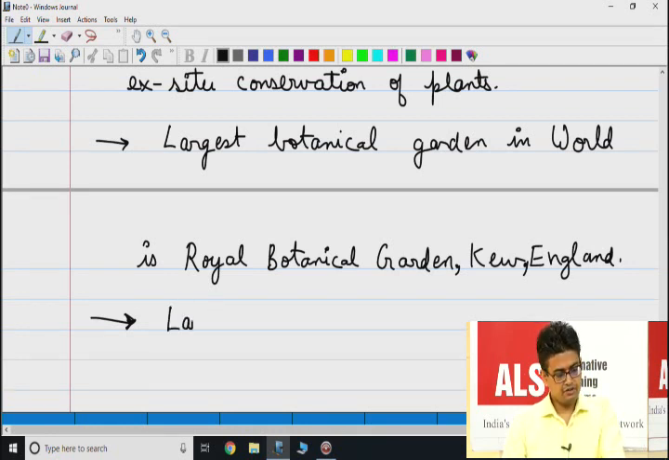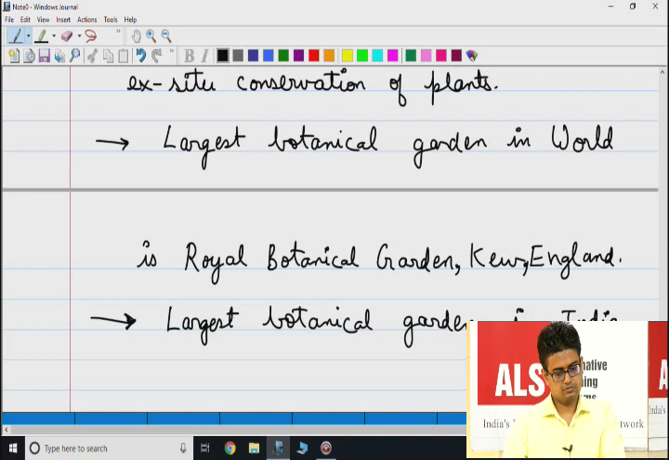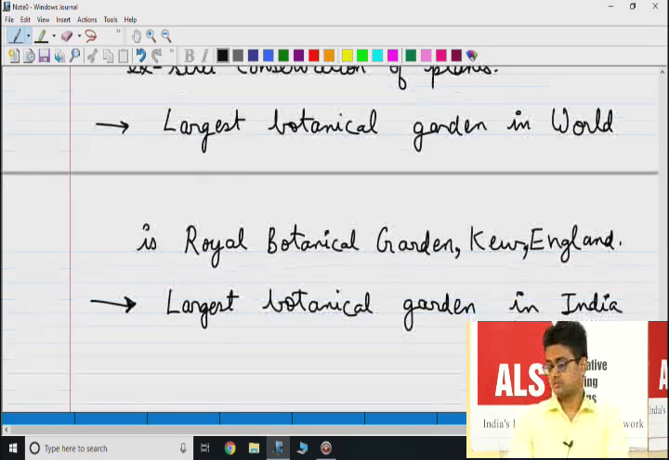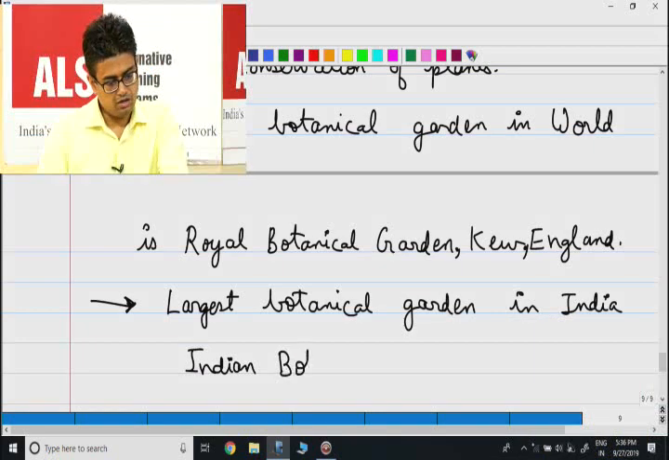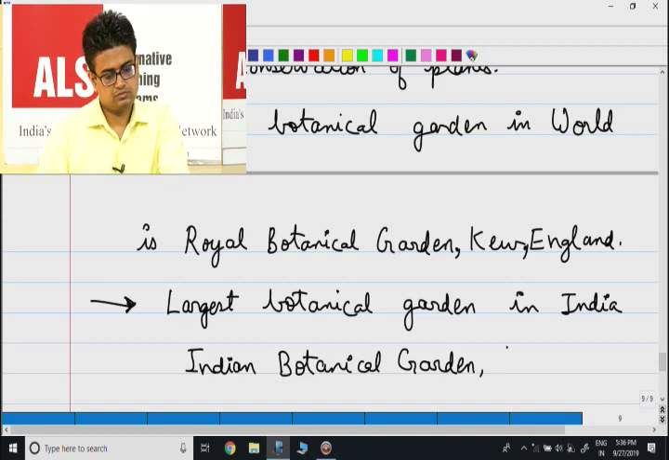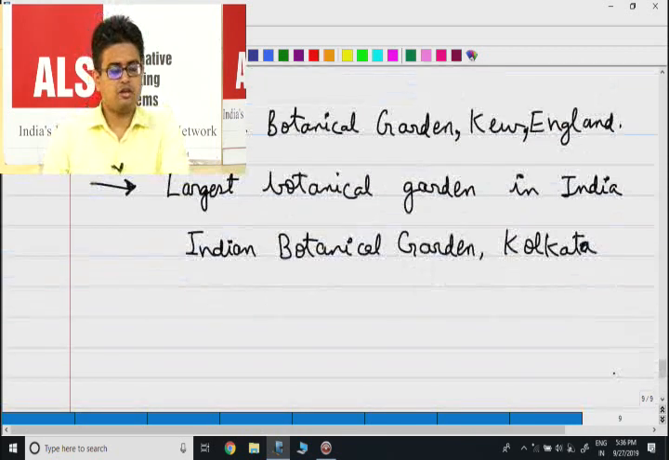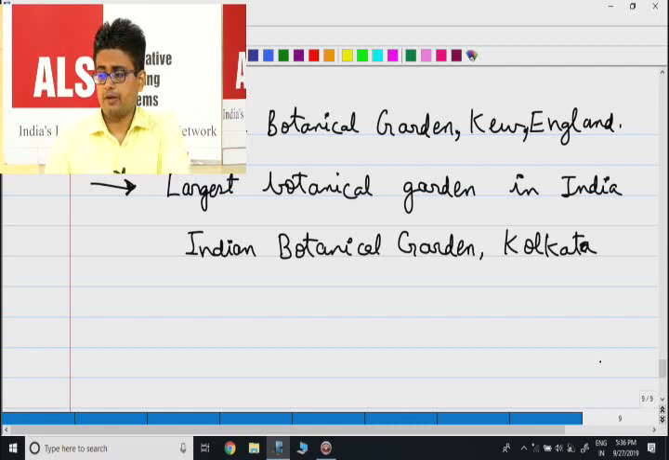Largest botanical garden in India. What is the largest botanical garden in India? Anyone? Indian Botanical Garden, Kolkata. Okay.